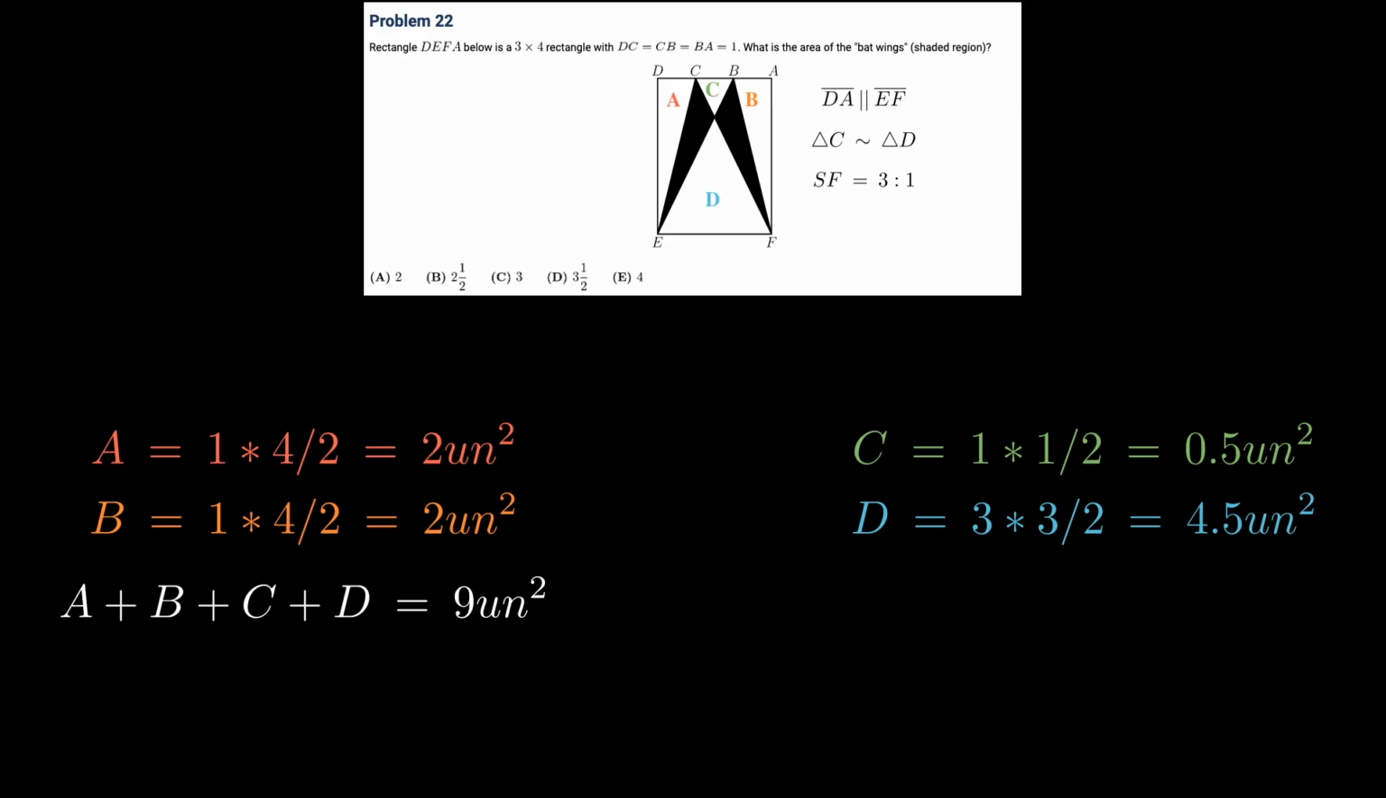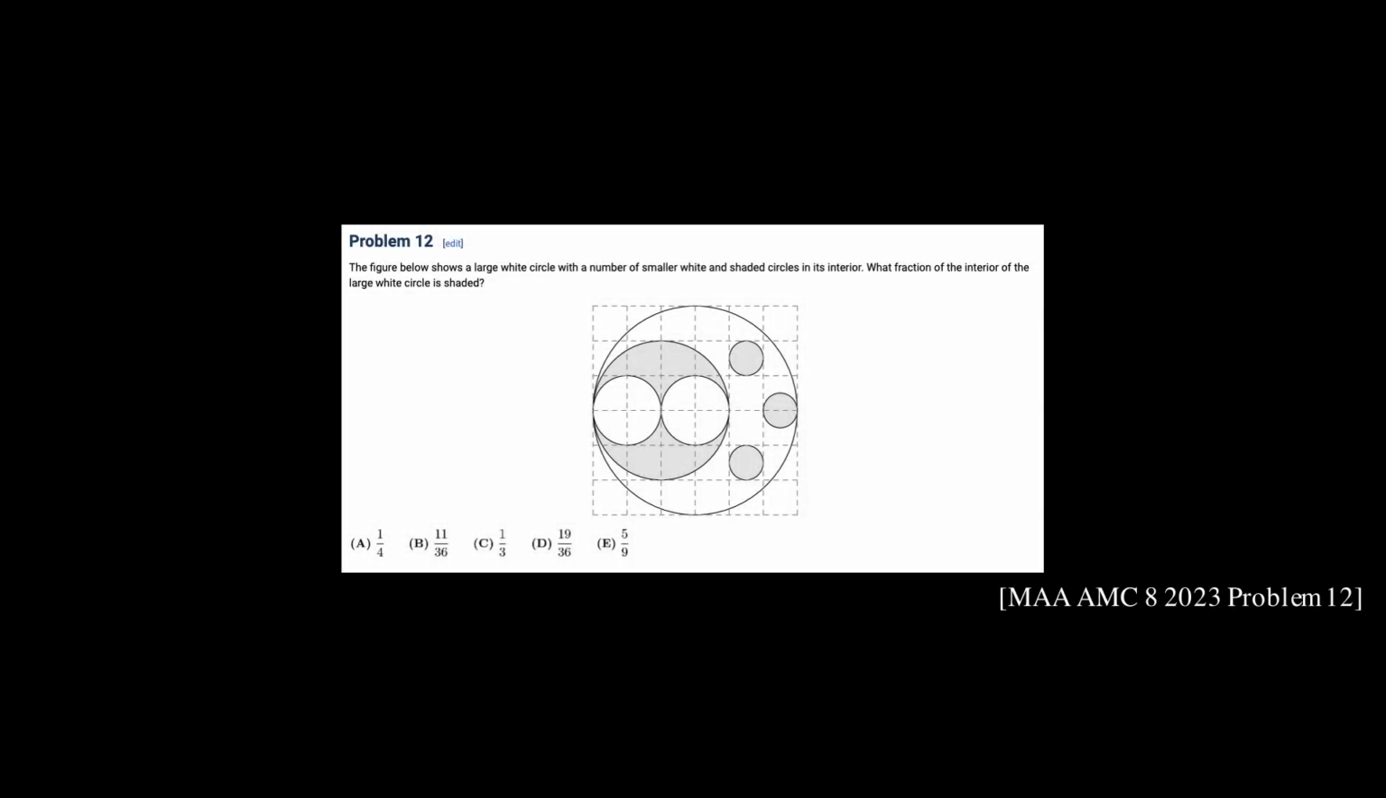Now, we can add the areas of A, B, C, and D together to get the area of the non-shaded section in the rectangle. This is going to be 9 square units, but we're trying to find the area of the shaded section in the rectangle. The area of the 3x4 rectangle is 12 units, and to find the area of the shaded portion, we have to subtract 9 from 12. This is going to be 3, so our answer is 3 square units. Let's look at another problem where we can use a similar strategy.